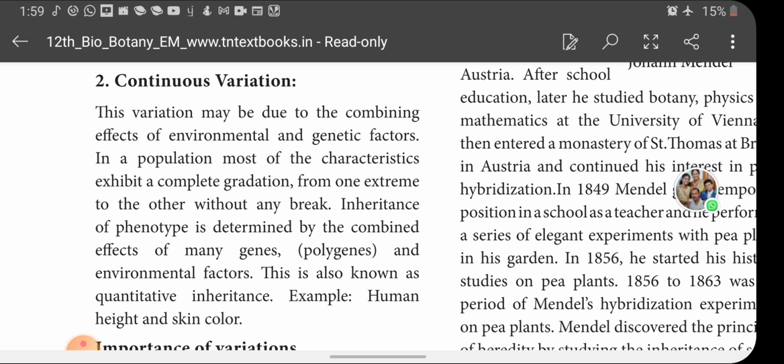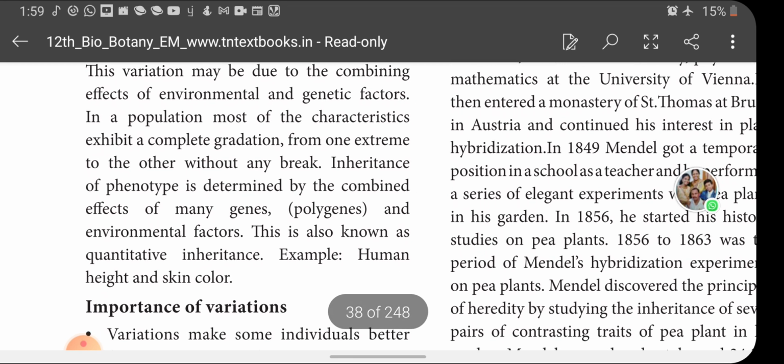In a population, most of the characteristics exhibit a complete gradation from one extreme to the other without any break. Inheritance of phenotype is determined by the combined effect of many genes and environmental factors. This is also known as quantitative inheritance. Example, human height and skin color.